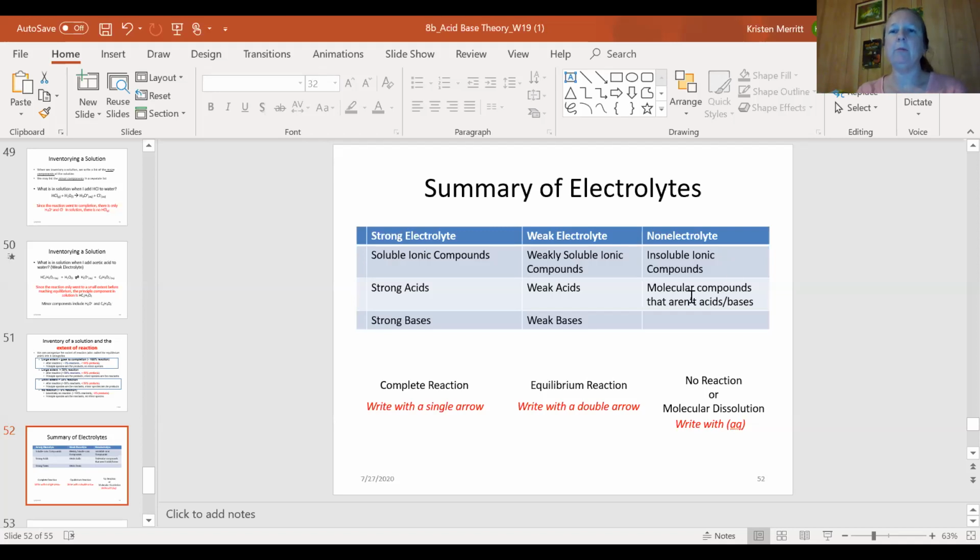And molecular compounds that are not acids and bases, like sugar and ethanol, they dissolve, but they do not create ions. So for your strong electrolyte, you get a single arrow because it's a complete reaction. Your weak acids and bases, we write with a double arrow. And for insoluble, you say no reaction. And the molecular dissolution, of course, is a single arrow, but you're simply changing the state of your sugar or your ethanol from its original to the aqueous form.